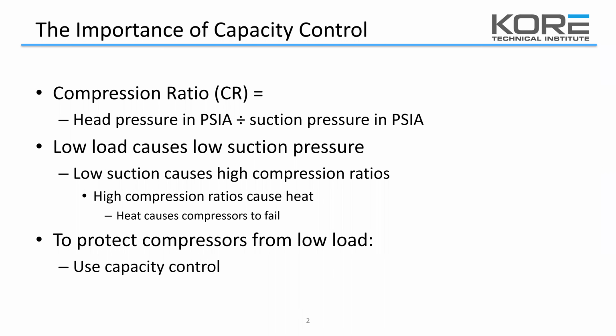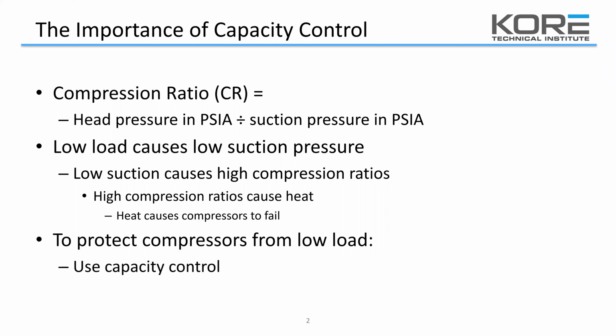Okay, back to it. So anyway, we're going to talk a little bit about compression ratios and capacity, some of the different capacity control means that you're going to see out on compressors. So compression ratio is pretty self-explanatory, and to figure out what your compression ratio is running, it's just your head pressure in PSI absolute divided by the suction pressure in PSI absolute.